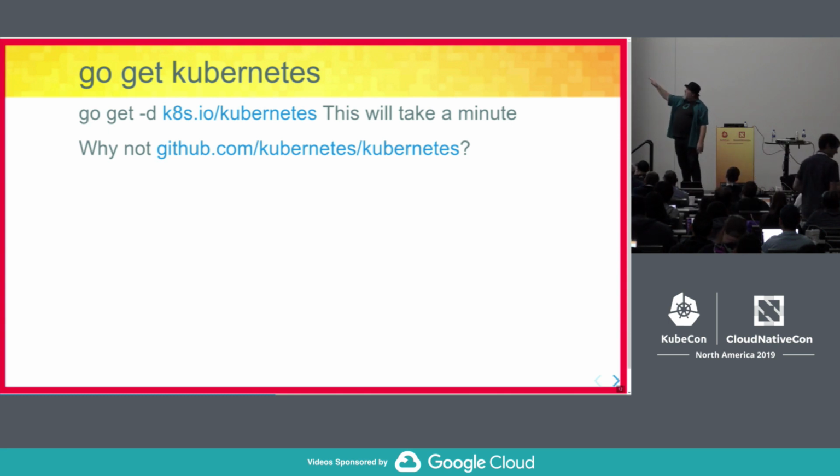So if you were to download Kubernetes locally on your laptop in real life, you would just do go get -d for download, k8s.io/Kubernetes, and it would download it locally to your Go path. That's how you would do it. You wouldn't check out github.kubernetes. Just wanted to make that point. I found it personally a little confusing at first.